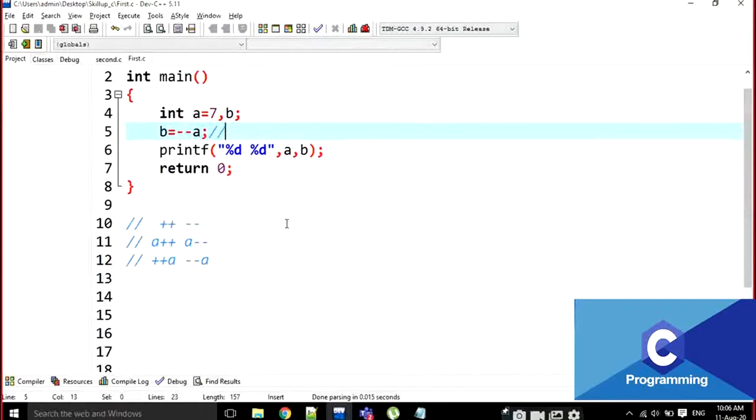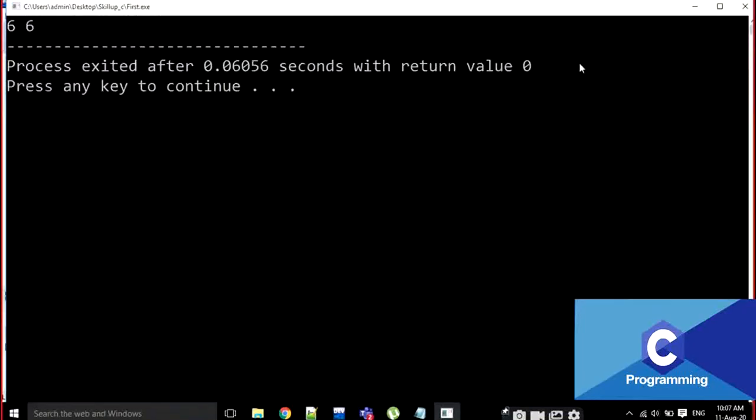B equal to A equal to A minus 1. Both are 6, sir. Why? Because A is decremented first. A is 7, sir. A is pre-decremented, therefore it equals 6, sir. B equals 6, sir. Then what is the output? B is 6 and A is 6. Both are 6 is the output.